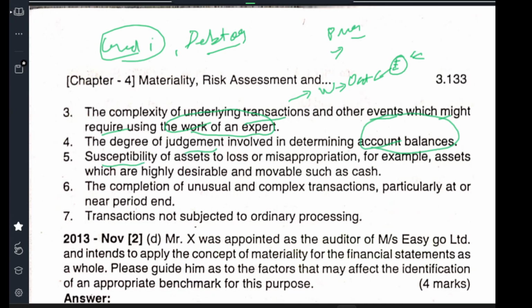Susceptibility of assets to loss or misappropriation. For example, assets that are highly desirable and movable, such as cash. How properly is the cash checked, every fortnight or every day's closing, and who is checking it? Other assets in the company, who is taking care of them? Some assets in the project workplace: is security properly maintained, and has anything been stolen or not?